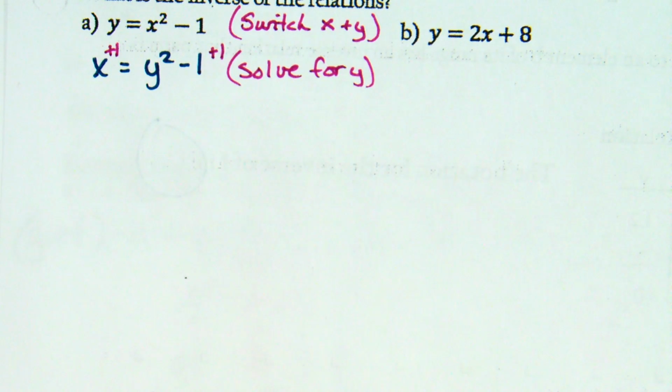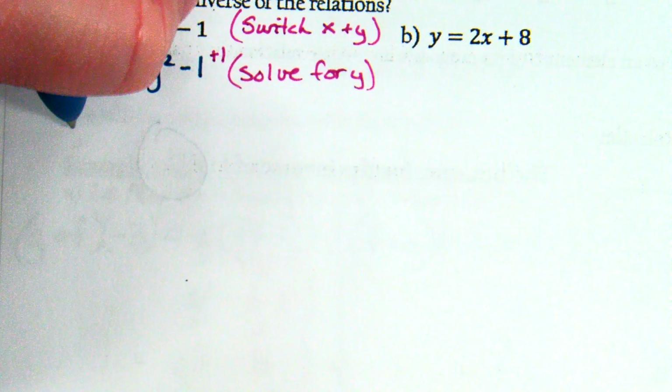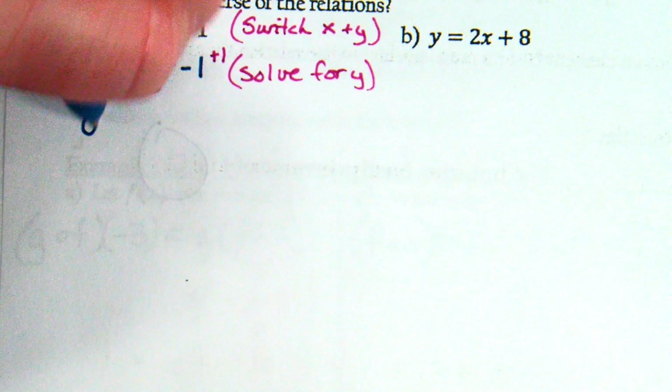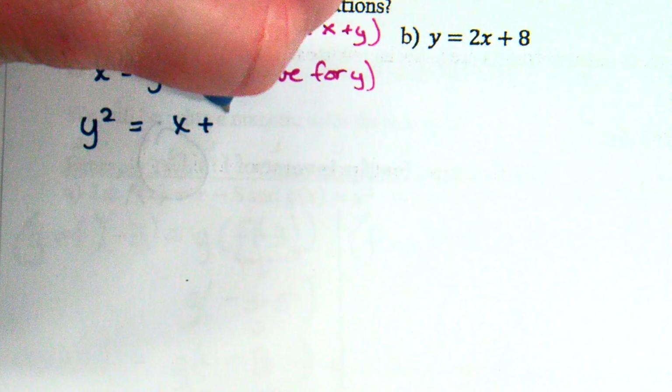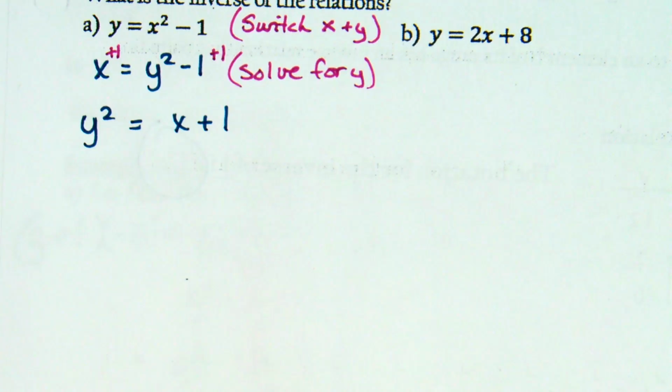Now, would you like me to leave it as is, or would you like me to flip the sides? Can you handle it if I say y squared equals x plus 1 instead of x plus 1 equals y squared? If you'd rather, make it a second equation on yours. Okay, am I done? Have I finished solving for y? Not quite. What's that next step?